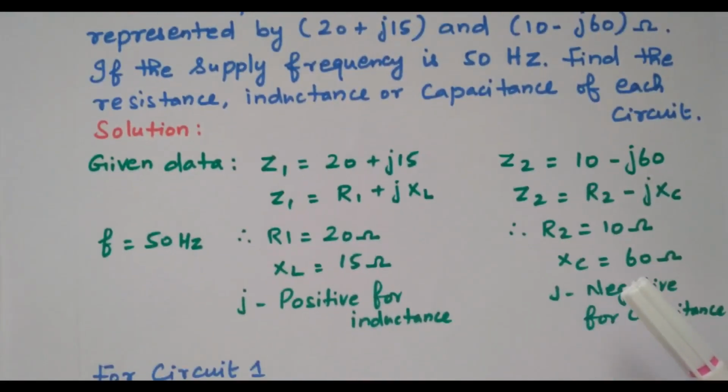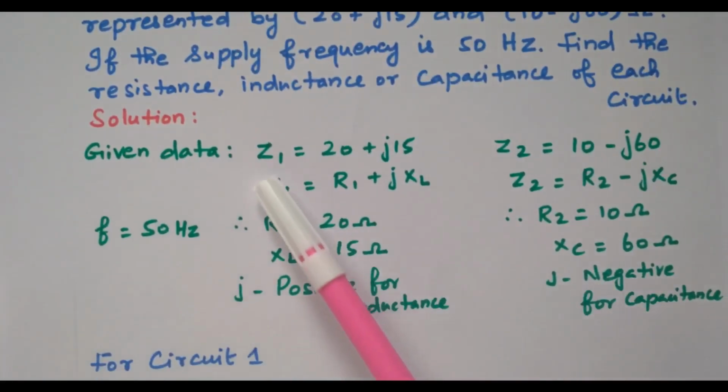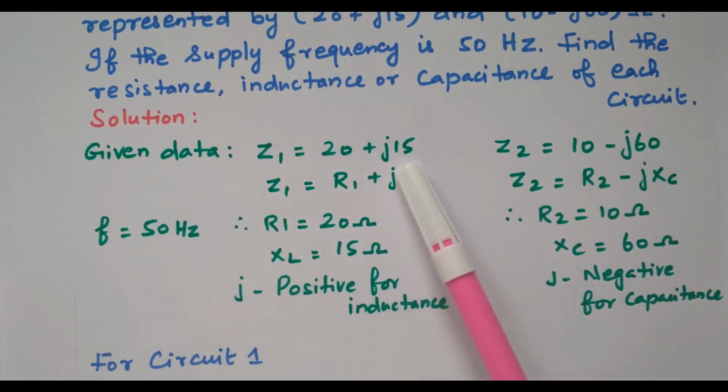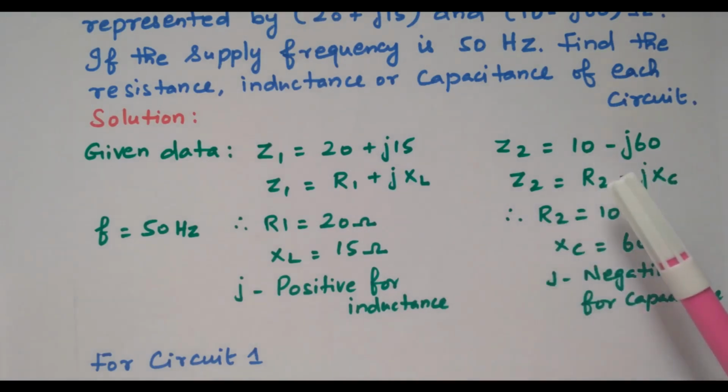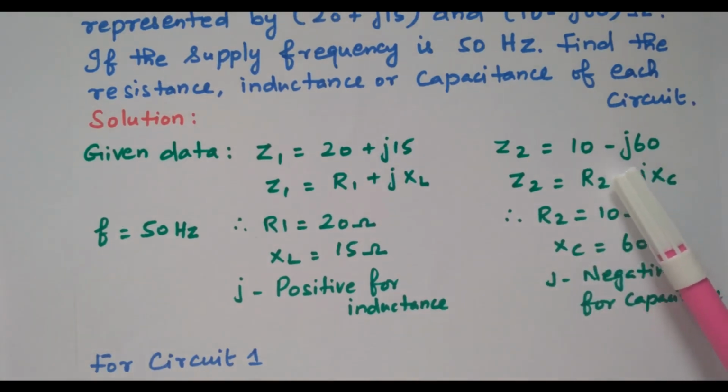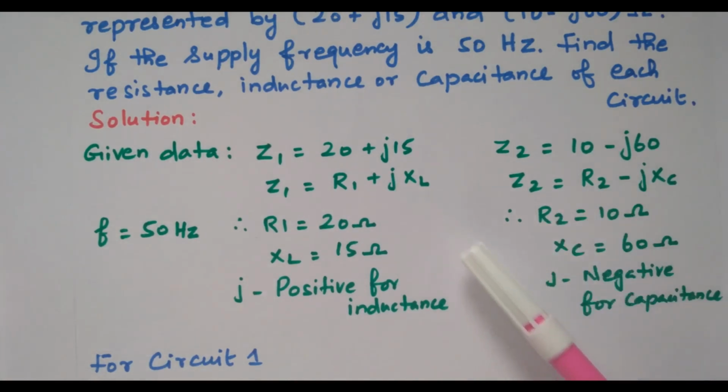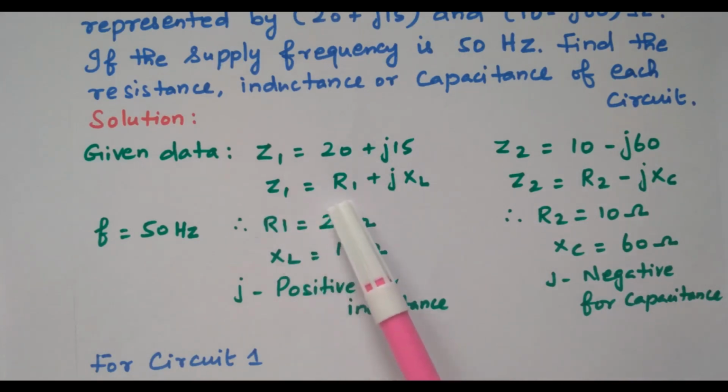So, the given data: this is Z1, the first impedance, 20 plus J15. So, this plus J represents the inductance. If it is minus J, that will be the capacitance. Because of current leading and lagging, we can easily identify plus J is the inductive circuit, minus J means capacitive circuit. So, by comparing these two, Z1 equal to R1 plus JXL, so R1 equal to 20 ohm. The XL will be 15 ohm.